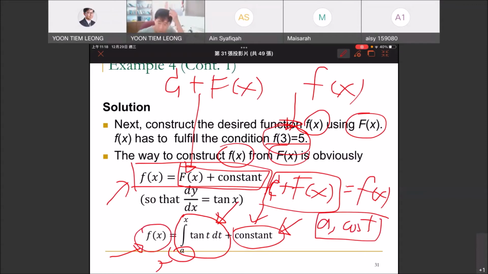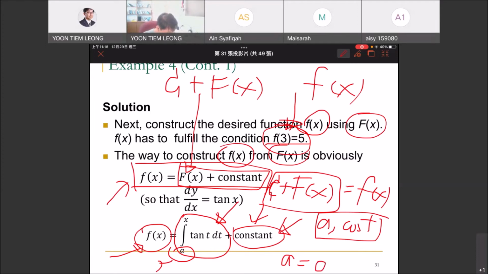You have to think, what should you choose for your a value and the constant so that the small f at 3 is equal to 5. So obviously, one simple way is to choose your a to be just equal to what? I think you can choose your a to be any number, because it would not change the output. So you can just choose your a to be 0.